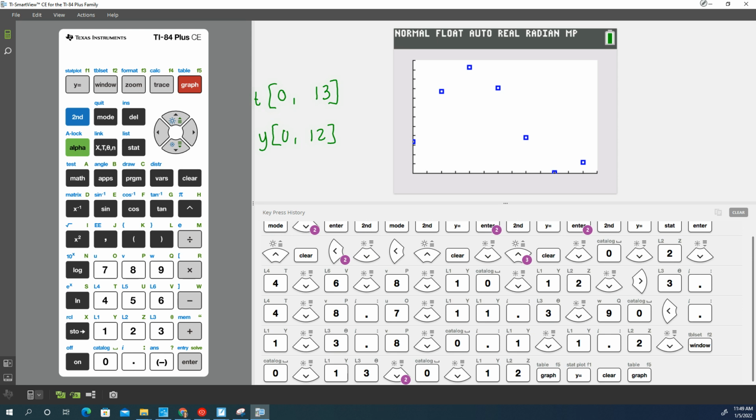He's not the smartest. That's okay. That doesn't matter. It's like my graph. I did 0 to 13 and 0 to 12. Yes. You did a little different. Okay, you're good. All right.